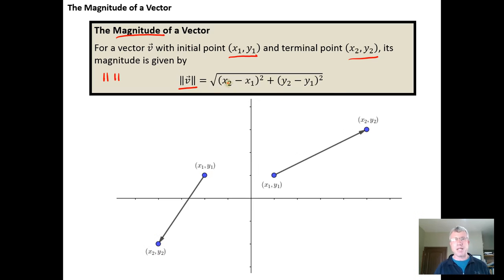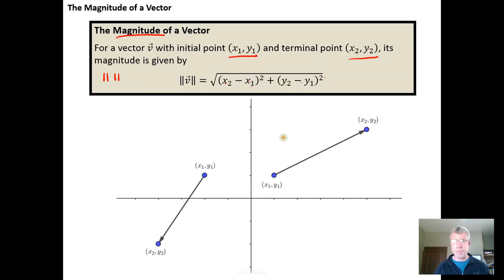We can calculate it by taking the sum of the squares of the differences between the x component of the terminal point and the x component of the initial point, and the y component of the terminal point minus the y component of the initial point. And what we want to recognize is that this is just an application of the Pythagorean theorem.